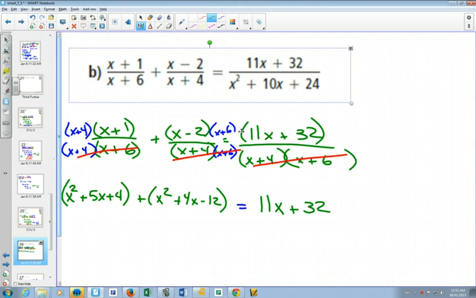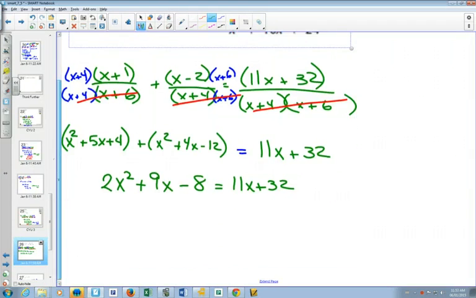So all that practice foiling and distributing comes back in these questions because now you hopefully can do it faster than you used to and can just hopefully write it out in one step. If you still need to do 2 steps where you draw the arrows and do all of that, that's fine. I have x squared. I'm going to combine my like terms on this side first. I'm going to get 2x squared plus 9x minus 8 equals 11x plus 32. You recognize that since you have an x squared, we need to make one side equal to 0. Move the 11x over.